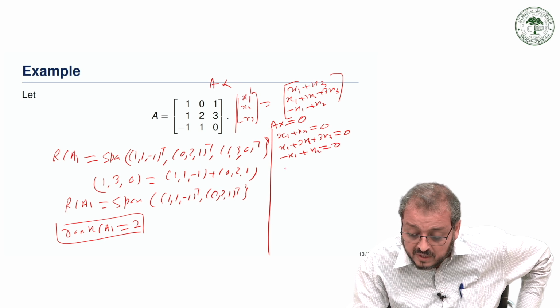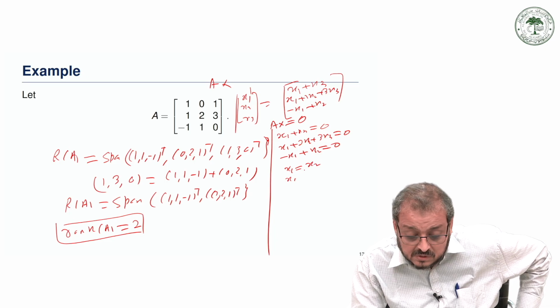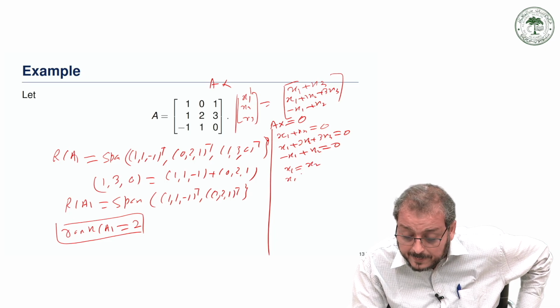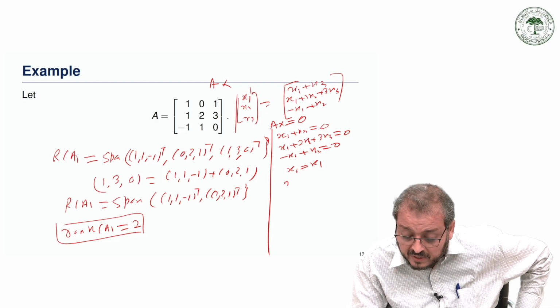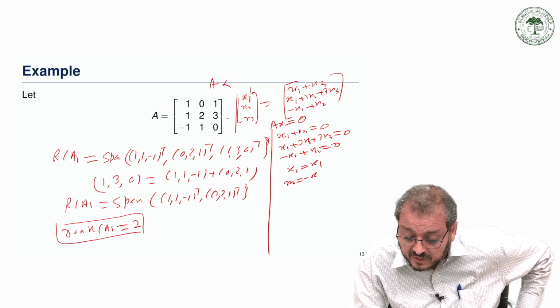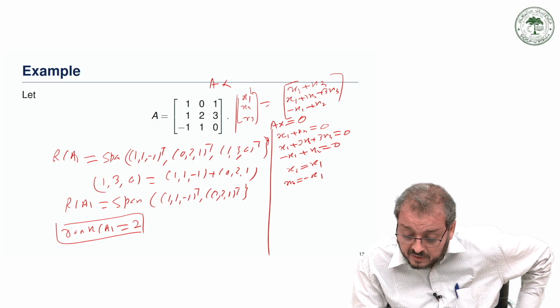Then clearly x1 is equal to x2, and x1 is also equal to x1 plus x3. So we can say that simply x2 is equal to x1. Now x3 is equal to minus x1. So this means we have x1, x1, and then minus x1.